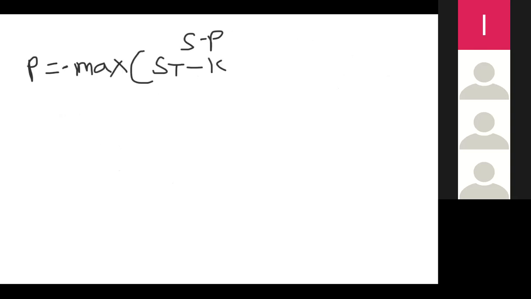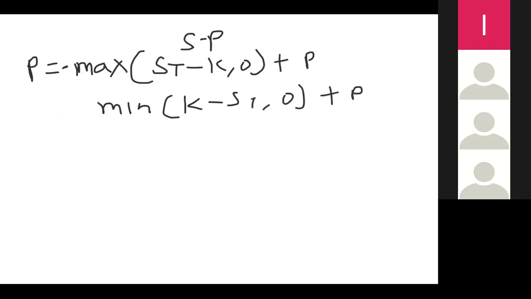So if you have a short position, I'll call it SP. Profit is equal to minus the maximum of ST minus K, comma 0, plus P. Or we can use the minimum of K minus ST, 0, plus P. So these are the maximum profit. So the maximum profit that the person can make is what?